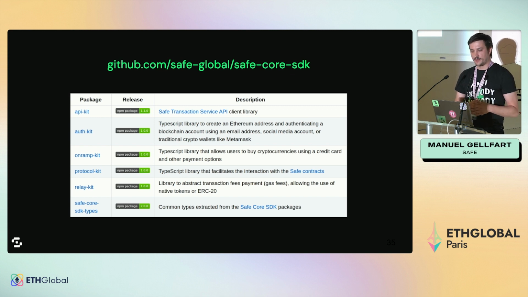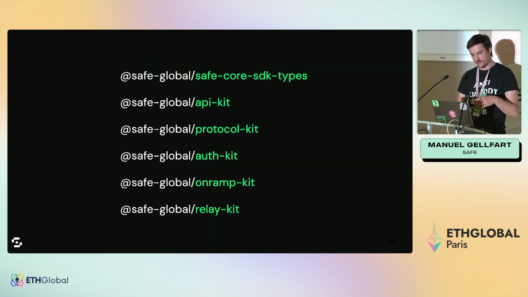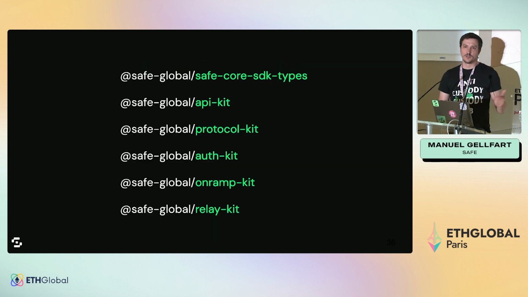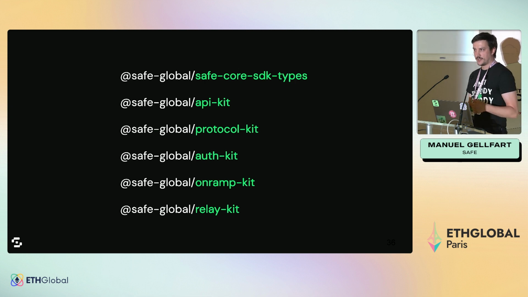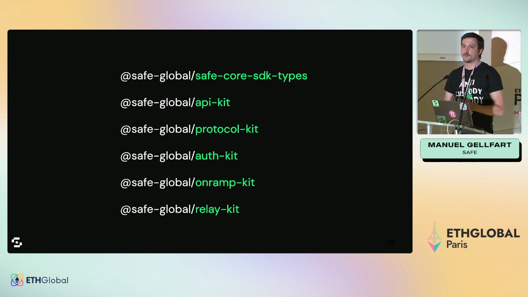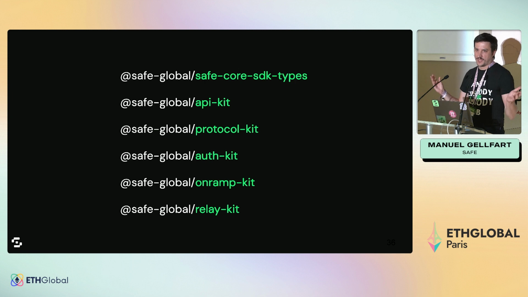It's called Safe Core SDK from ETHGlobal, and it consists of these mentioned packages. Here's also another list of the packages. The only one I didn't cover before is the Safe Core SDK types. The Safe Core SDK types are basically just some TypeScript types which are used across the other kits, so we don't have to copy paste them everywhere. So just some types.